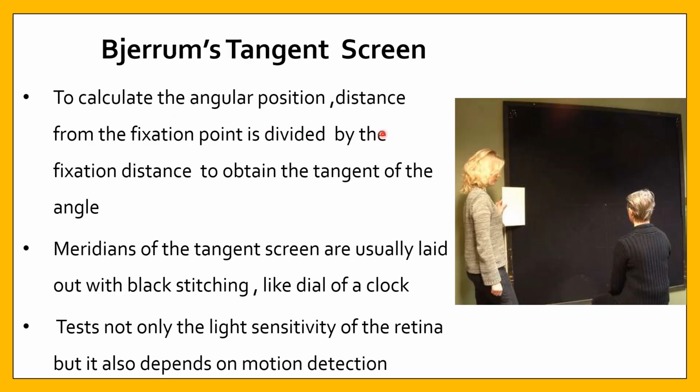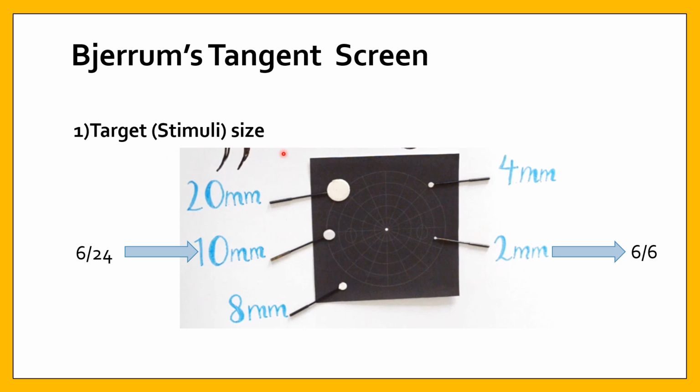In order to calculate the angular position in Bjerrum's tangent screen, the distance from the fixation point is divided by the fixation distance to obtain the tangent of the angle. The meridians of the tangent screen are usually laid out with black stitching like the dial of a clock, and the test not only assesses the light sensitivity of the retina but also depends on motion detection. There are different kinds of stimuli used in the Bjerrum's tangent screen.